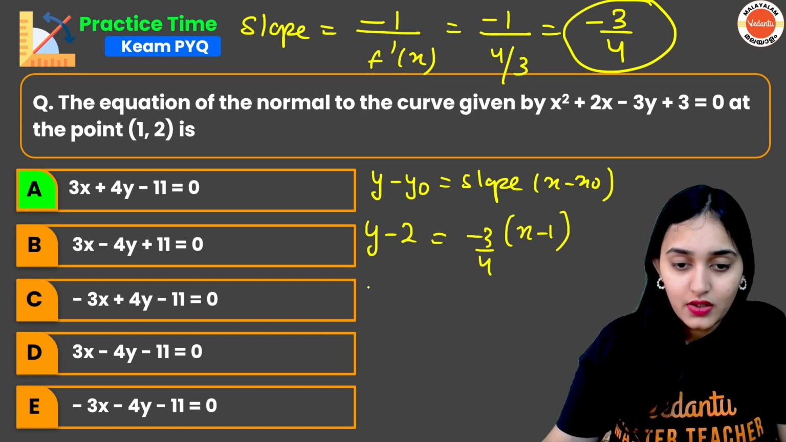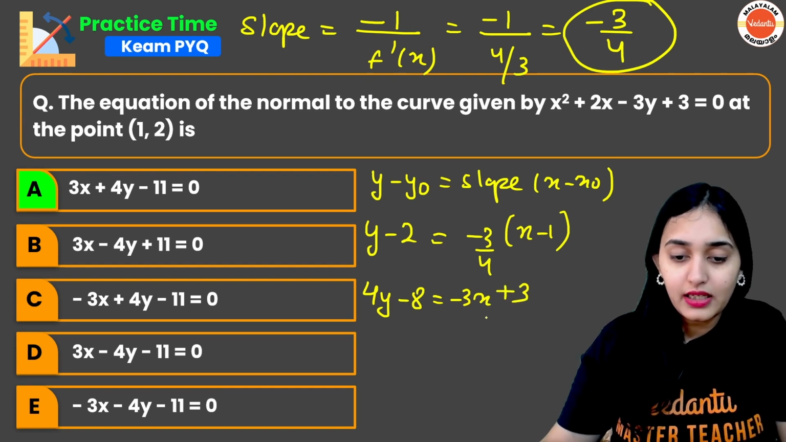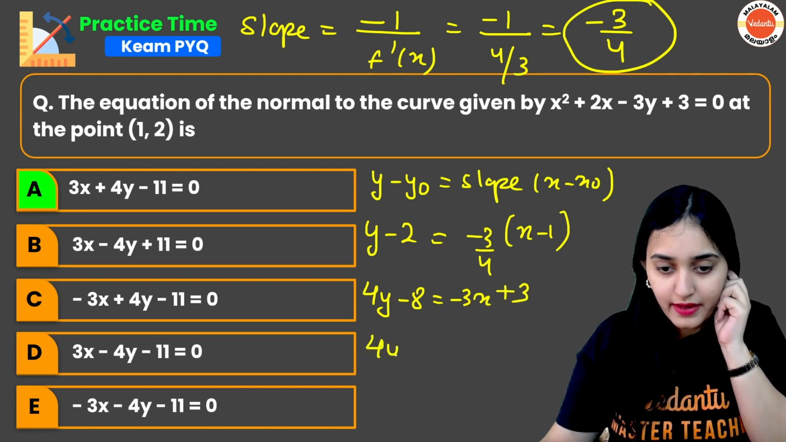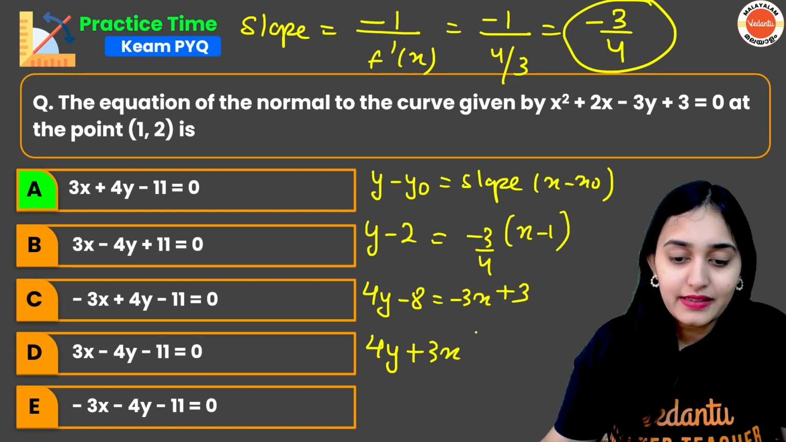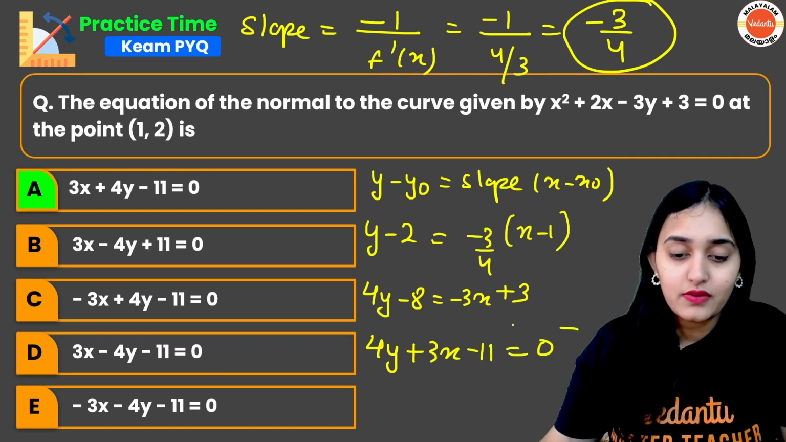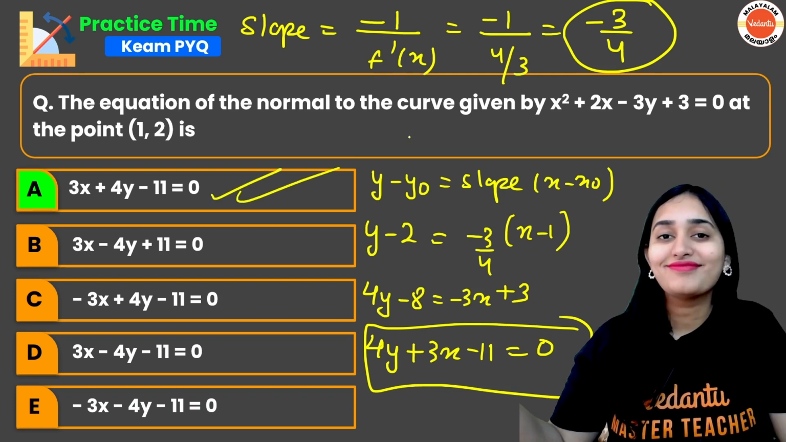Solve it. So you get 4y, 4 2s are 8, 3x, 3 1s are 3. So 4y plus 3x and minus 8 minus 3 is minus 11 equals to 0. Which option? First option. Answer.